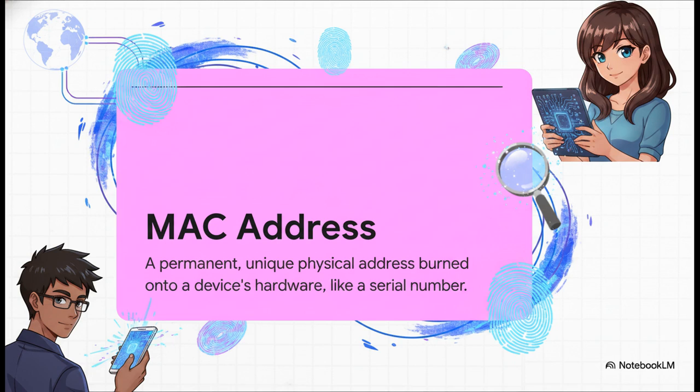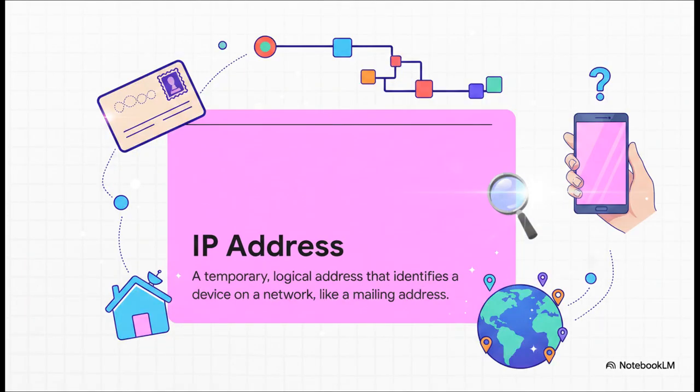It's permanent, it's totally unique to that one piece of hardware, and it never ever changes. It's the answer to the question, who am I? And then you have an IP address. Now, if the MAC address is your device's fingerprint, the IP address is more like your mailing address. It's not permanent. It can change every time you connect to a different Wi-Fi network. It's not about what the device is, it's about where it is on the network right now.